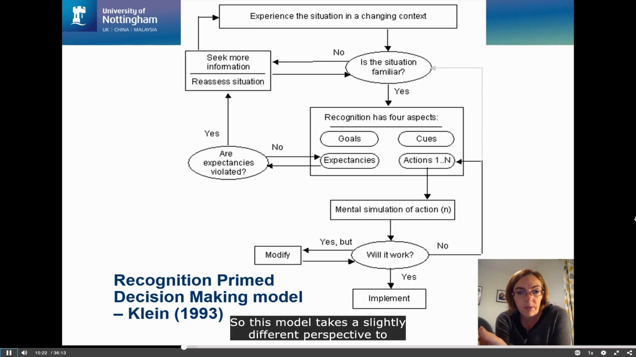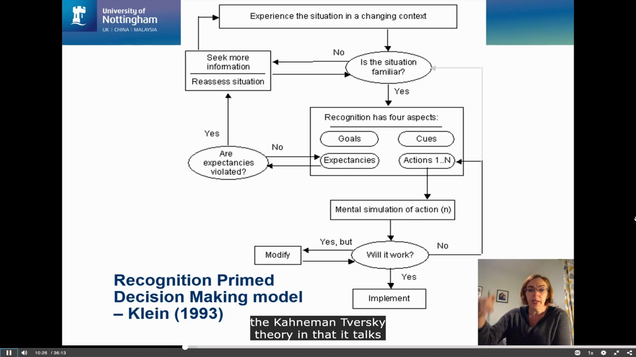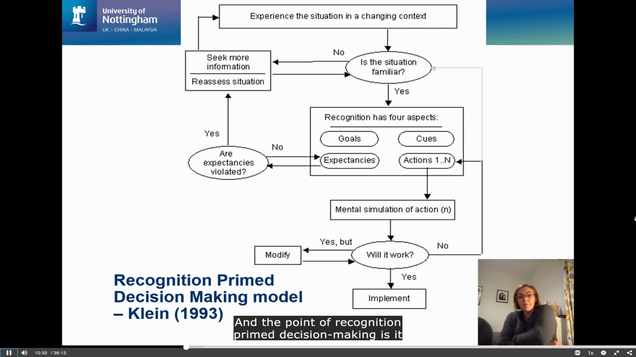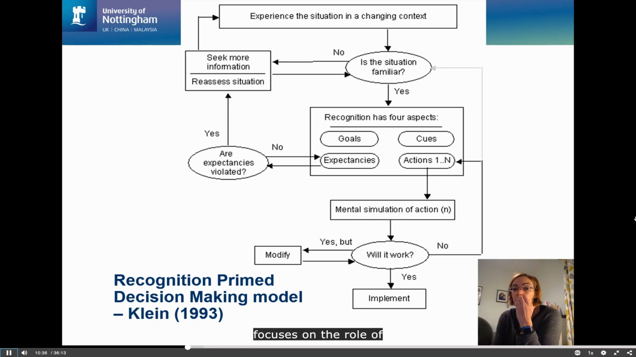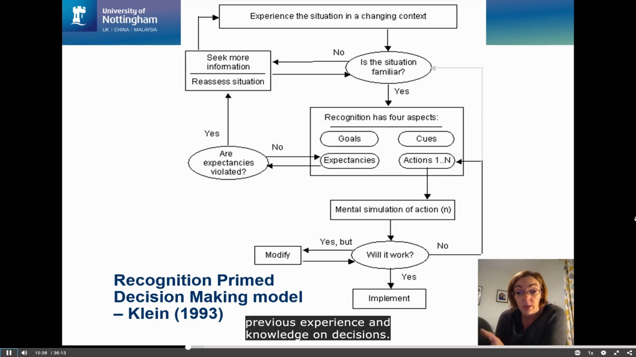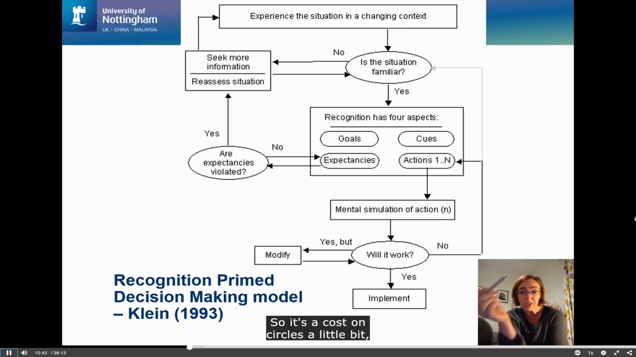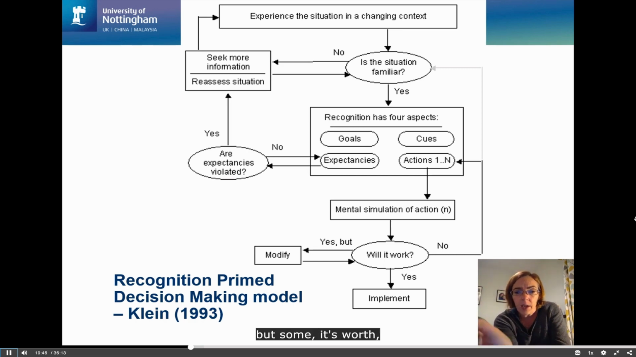So this model takes a slightly different perspective to the Kahneman-Tversky theory, in that it talks about recognition-primed decision making. The point of recognition-primed decision making is it focuses on the role of previous experience and knowledge on decisions being made. So it's a diagram that goes around in circles a little bit, but it's worth starting at the top here.